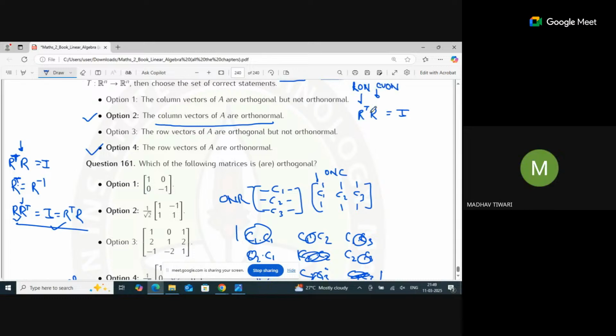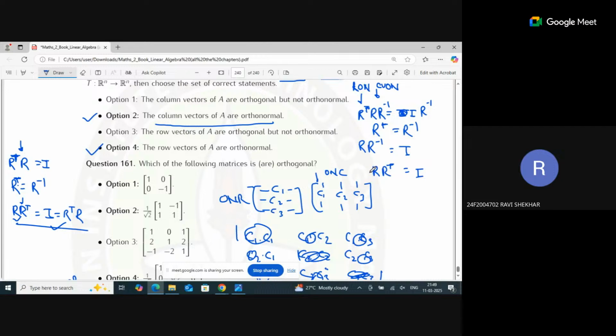Yes, sir. Now I am saying, how can I write this I? If I multiply both sides by R inverse, what I will get here is R transpose is equal to R inverse. Yes. So if I write R R inverse is equal to I, is that correct? Yes. I can write transpose in place of inverse. Yes, R transpose is equal to inverse. Okay, sorry, identity.